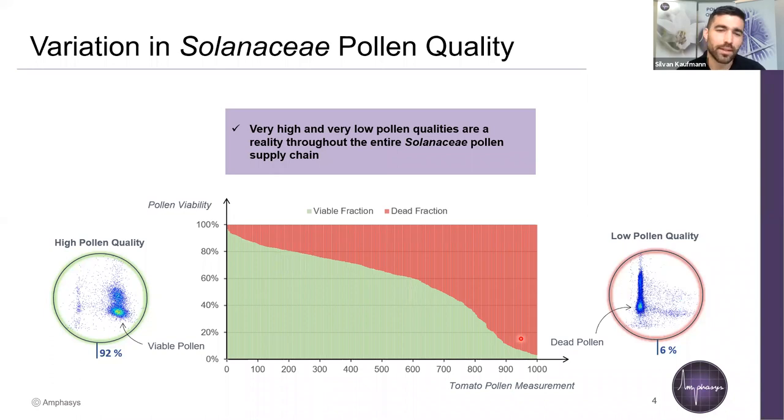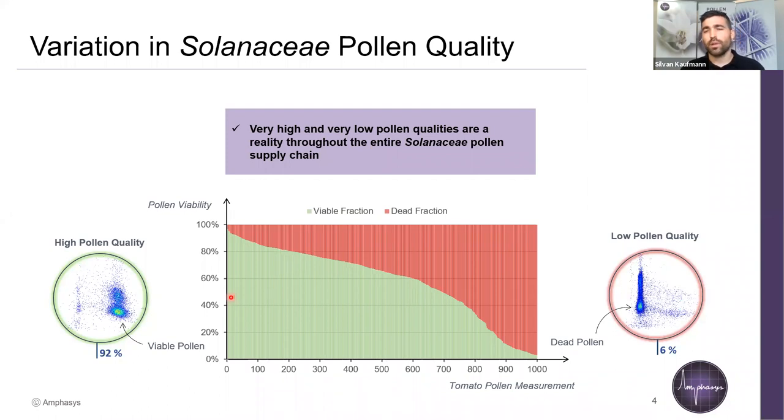And importantly, in this graph, we're not necessarily moving from the early part of the supply chain when we produce and collect pollen to the late stage when we pollinate. We found this variation, these patterns throughout the entire supply chain. And I can give you two examples for that.